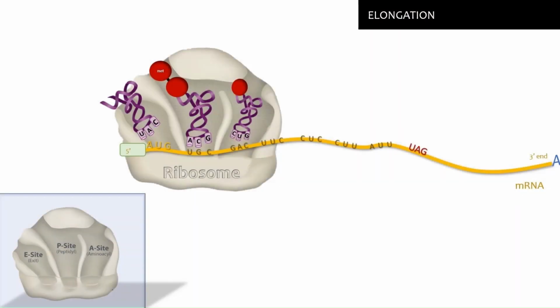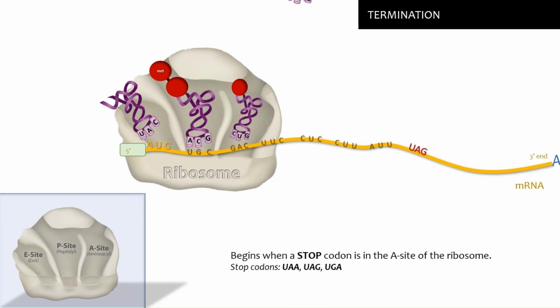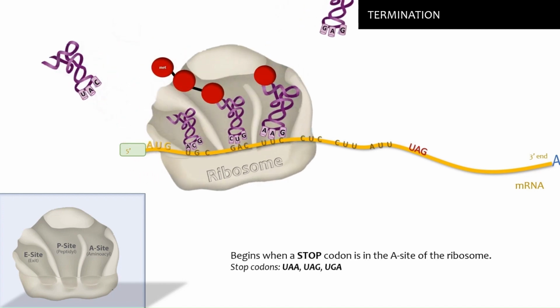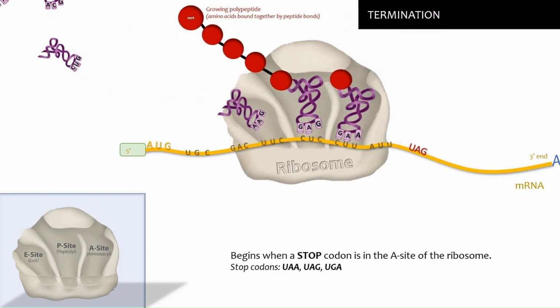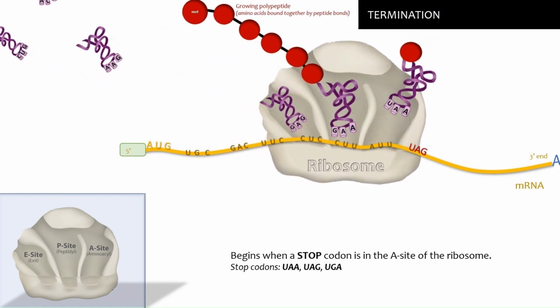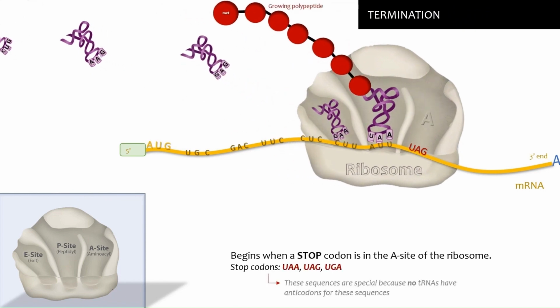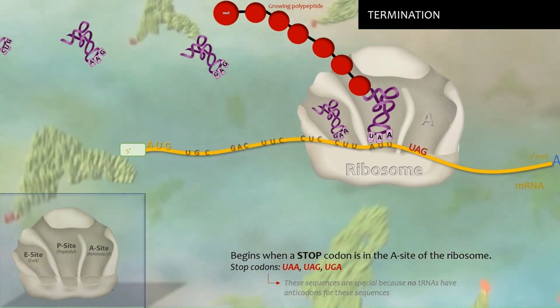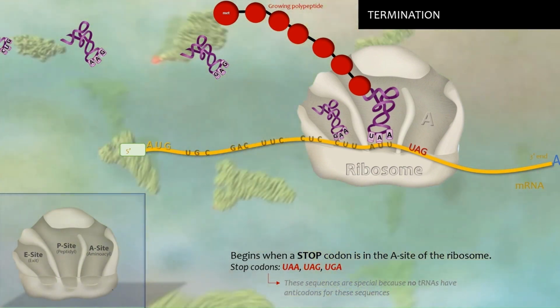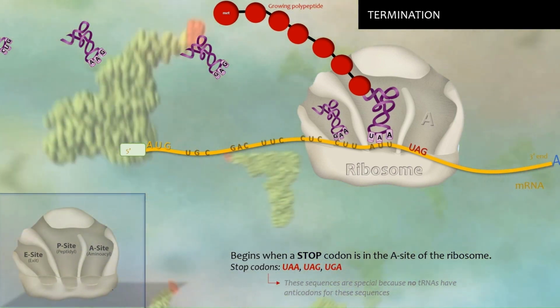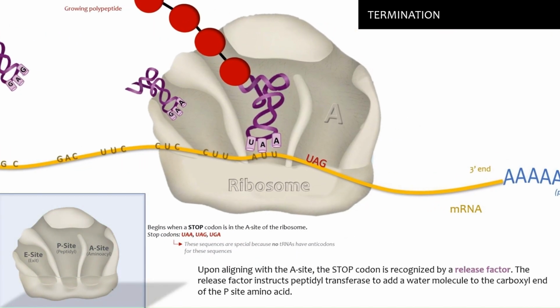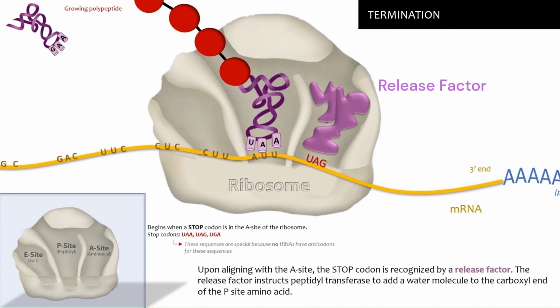Termination of translation begins when a stop codon is in the A site of the ribosome. Stop codons include the sequences UAA, UAG, or UGA. These 3 sequences are special because no tRNAs have anticodons for these sequences. Upon aligning with the A site, the stop codon is recognized by protein release factors that resemble tRNAs.